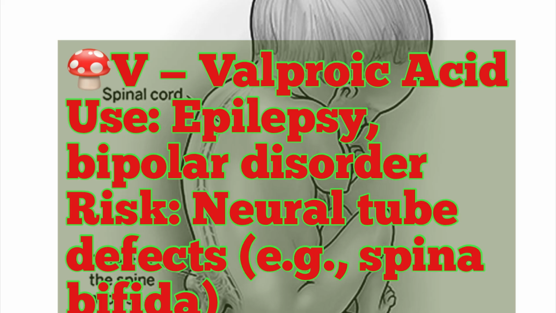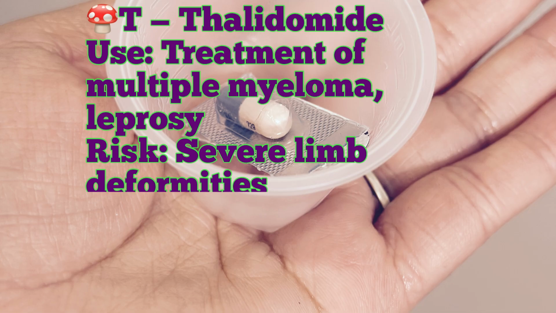And then B stands for Valproic Acid. This is used for epilepsy and bipolar disorder. It is a risk for neural tube defects, for example spina bifida, and developmental delays. Avoidance is needed during the first trimester.